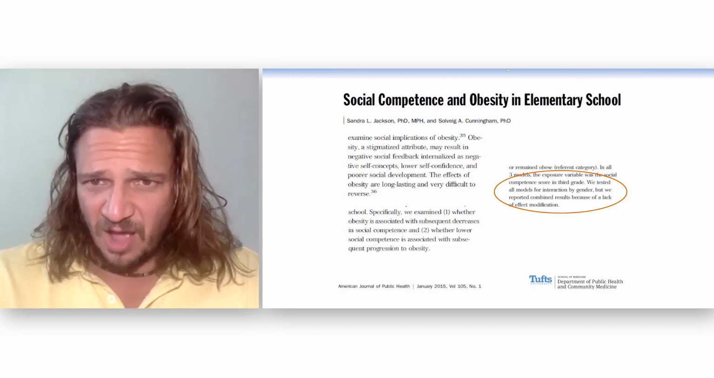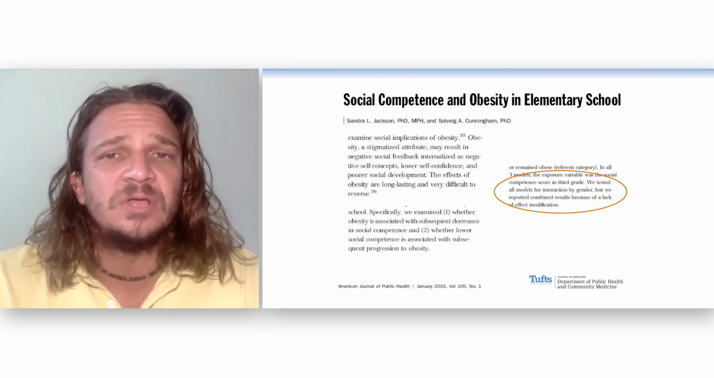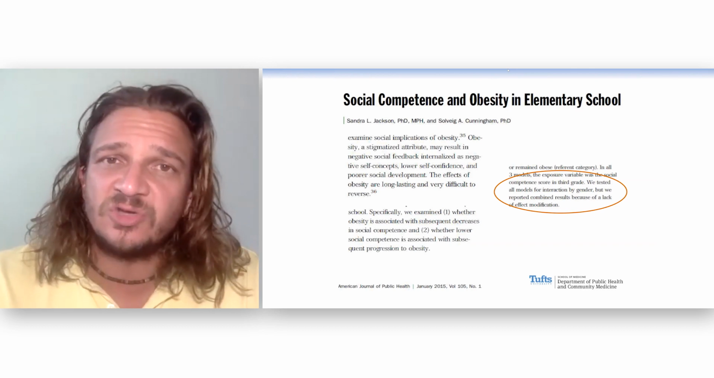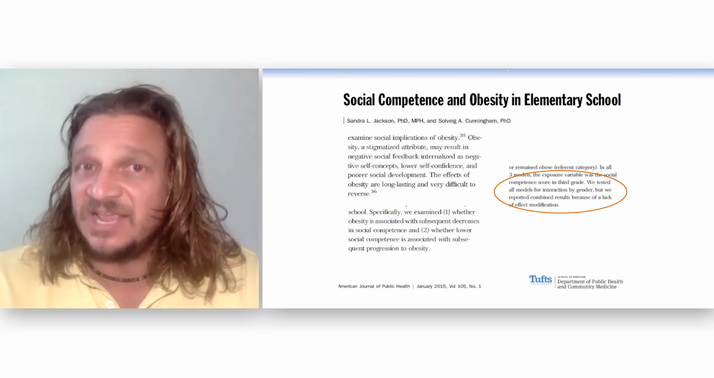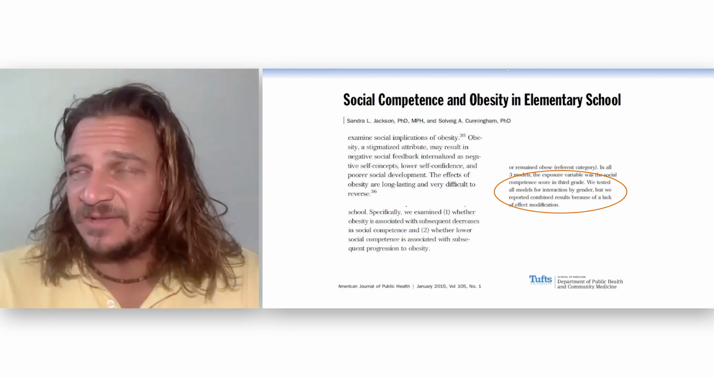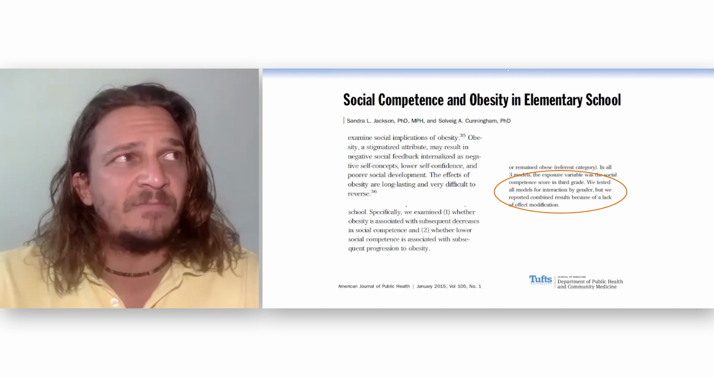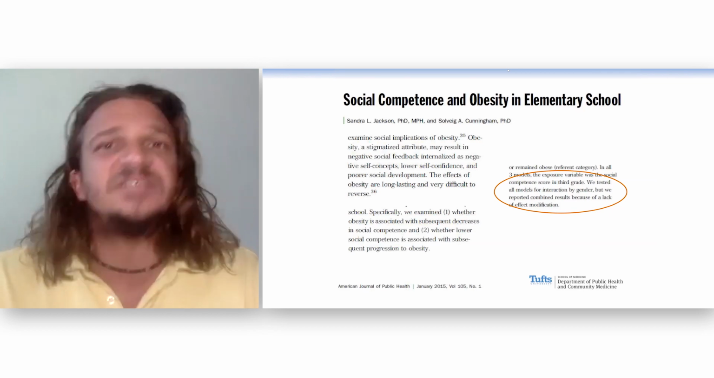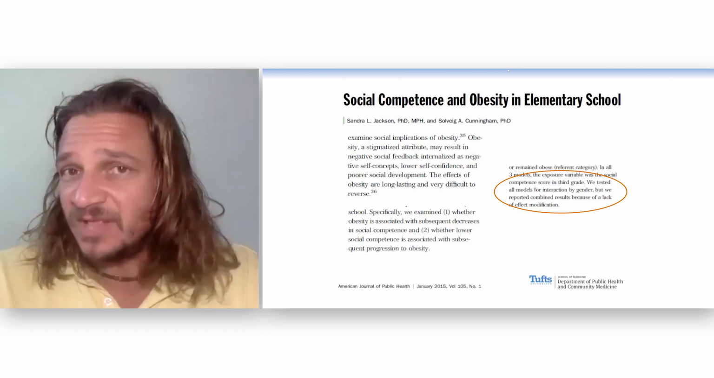Here's some data about social competence and obesity in elementary school. They're looking at how obesity affects a kid's social competence. Now, you might hypothesize that for boys and girls, the effect of obesity might differ. For boys, being bigger, being stronger, things that come along with obesity, those actually might be a benefit for a boy to be one of the biggest, strongest kids in the class or on the sports team or whatever. For girls, that might not be the case.